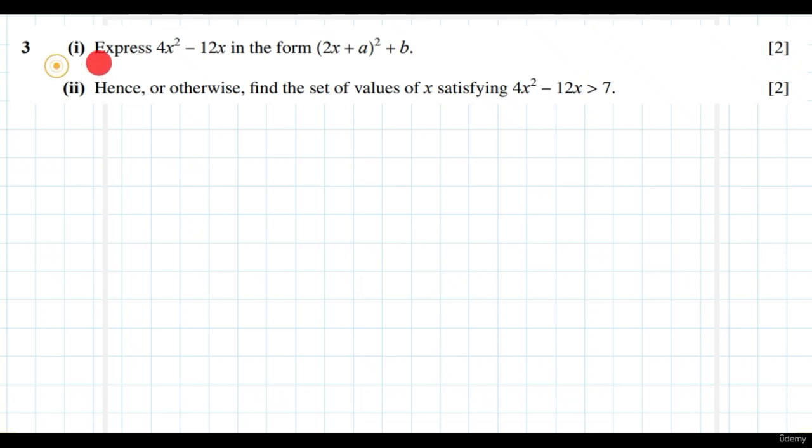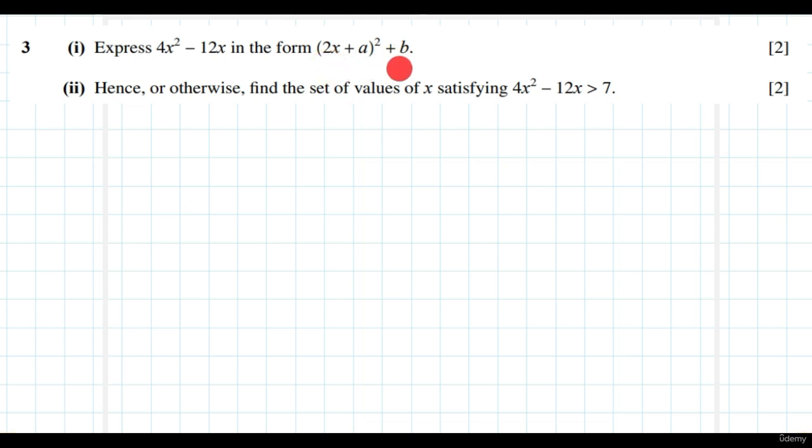The next question is, express 4x squared minus 12x in the form (2x + a) all squared plus b. So when you look at the first part of the question, you see this is a quadratic equation because x is raised to the second power. And we need to convert this form to the vertex form, or completing the square form.